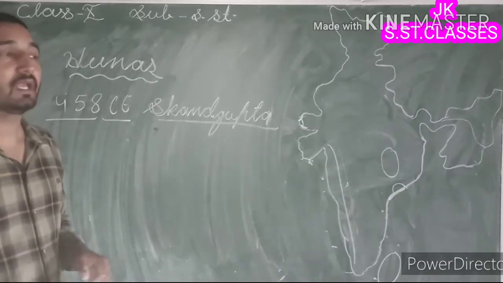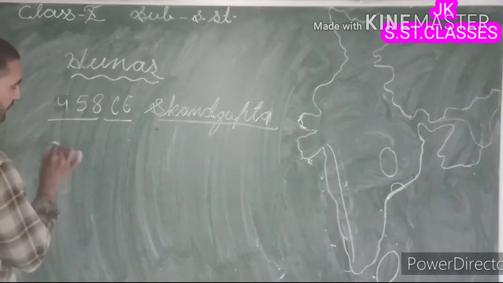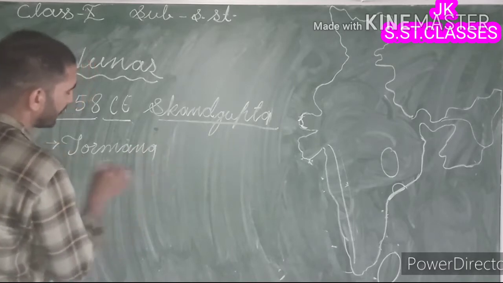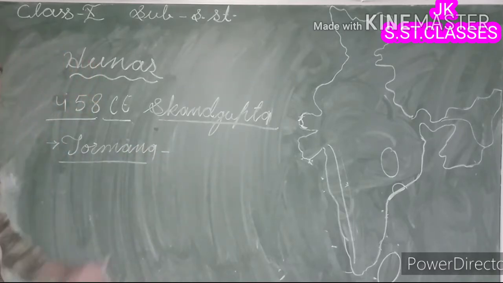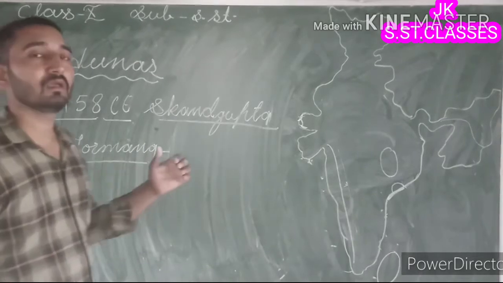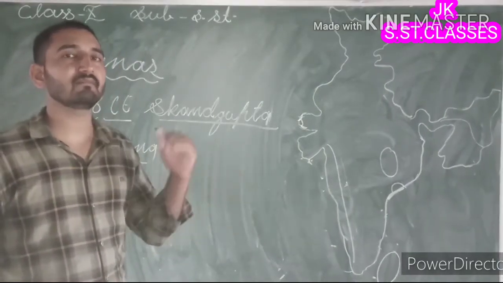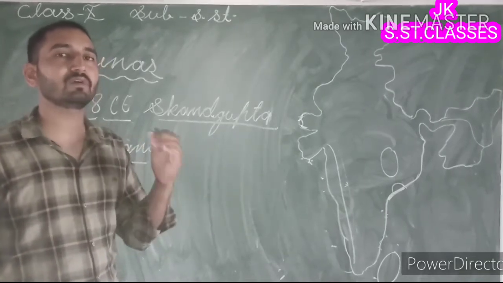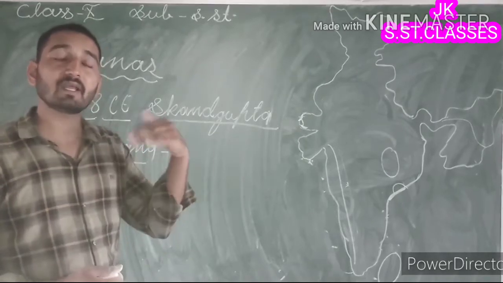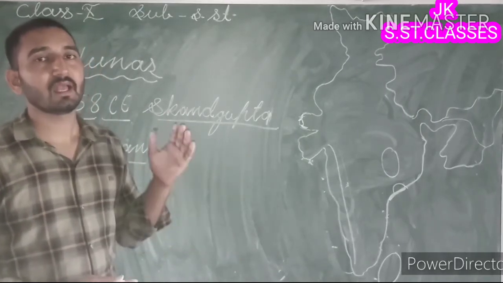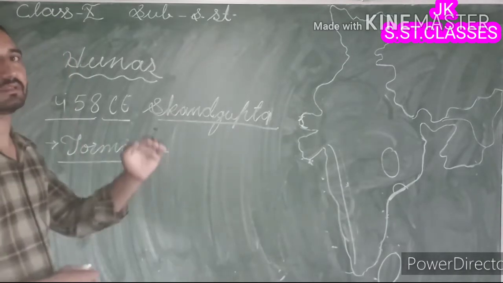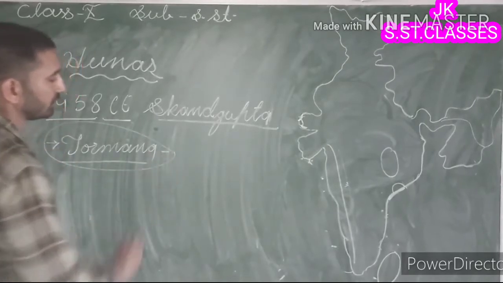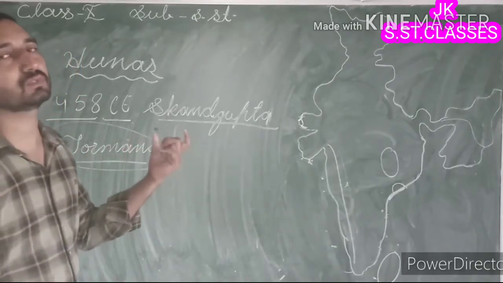Hunas returned back. After this defeat, they made Tormana their leader. And under the leadership of Tormana, they invaded India again. At this time, they were able to defeat the Guptas, and in this way they destroyed the Gupta Empire. The Gupta Empire was destroyed by Tormana by defeating the last Gupta ruler.